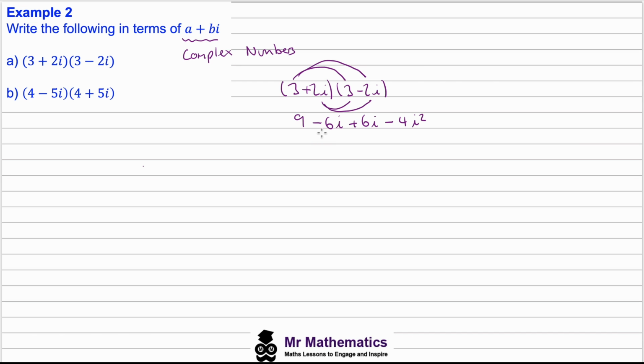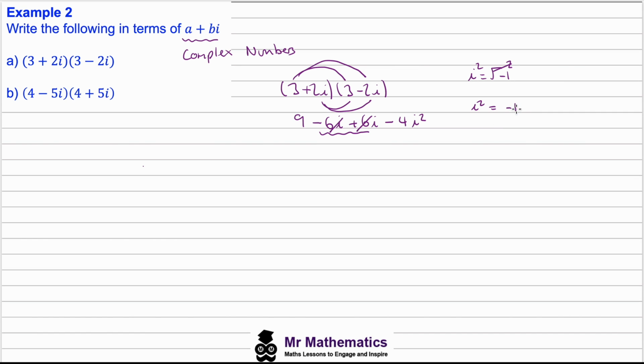We can collect together these imaginary parts. Negative 6i will cancel with a positive 6i to make 0. And then the i squared. Well, if we know that i is equal to the square root of negative 1, i squared will be, to square both sides, we can see that the square root and the square will cancel. So i squared will be negative 1.